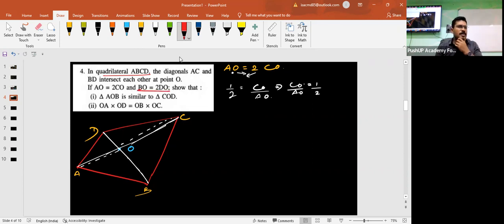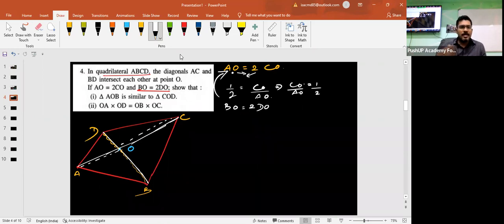Similarly, children, they are saying BO is equal to 2DO. If you notice, BO is equal to what? 2DO. So where is BO? This one. This is your BO. And where is your DO? DO is over here. Now they are telling you BO is equal to 2DO. The same way as I did in the previous part, I can write DO by BO is equal to 1/2. So the ratio between DO and BO is what? 1:2. Okay, fine. This was the given data.